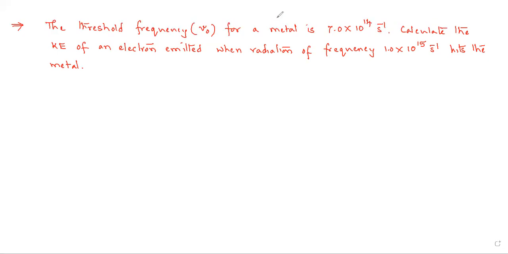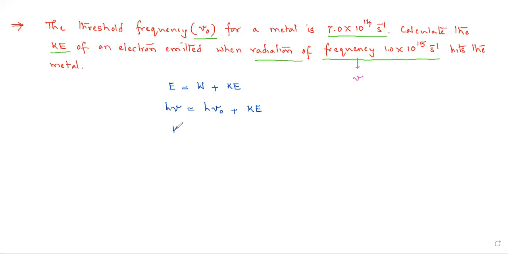Okay, so it's very simple. They have given the threshold frequency and of course are asking to find the kinetic energy of the electron. And they have also given the frequency of incident radiation, nothing but nu. So nu and nu naught are given and they are asking you the kinetic energy. We know that E is equal to W plus K according to photoelectric effect. E can be written as h nu, W, which is nothing but threshold energy or work function, can be given as h nu naught. Then keep kinetic energy as it is. Now they are asking you to find kinetic energy, that can be written as h nu minus h nu naught.